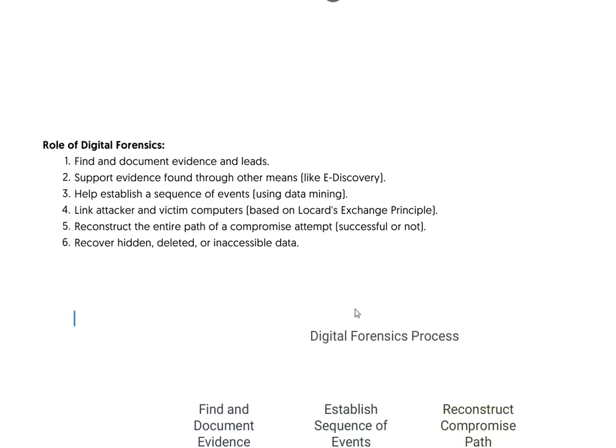Next, what is the role of digital forensics? When you're performing a forensic investigation, what roles do you need to play? First, you need to find and document the evidence and leads. What are the leads? They motivate further investigation, support the evidence found through other means like e-discovery, and help establish a sequence of events by performing data mining. Next, link attacker and victim computers, which is based on Locard's exchange principle. Reconstruct the entire path of a compromise attempt, whether successful or not. Recover hidden, deleted, or inaccessible data.